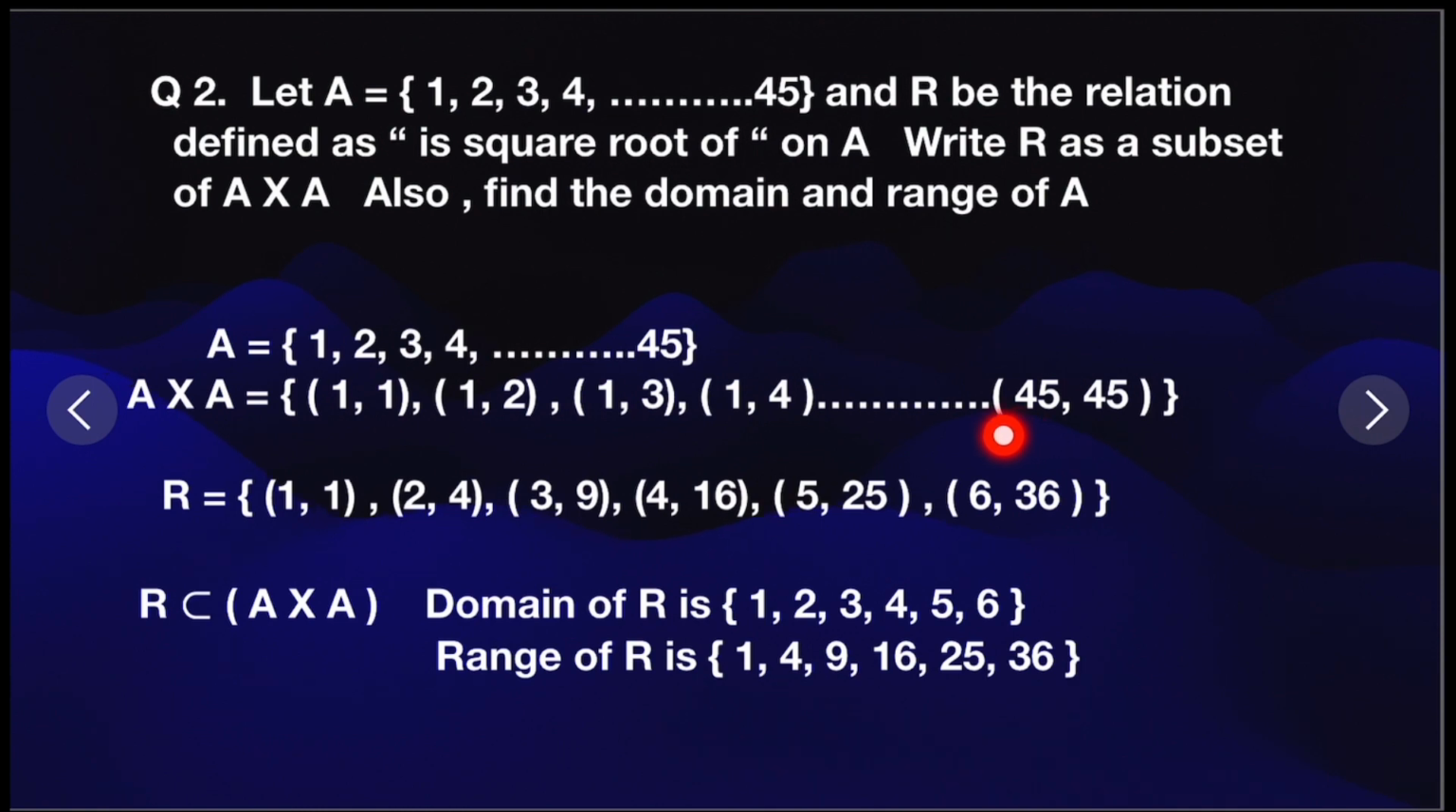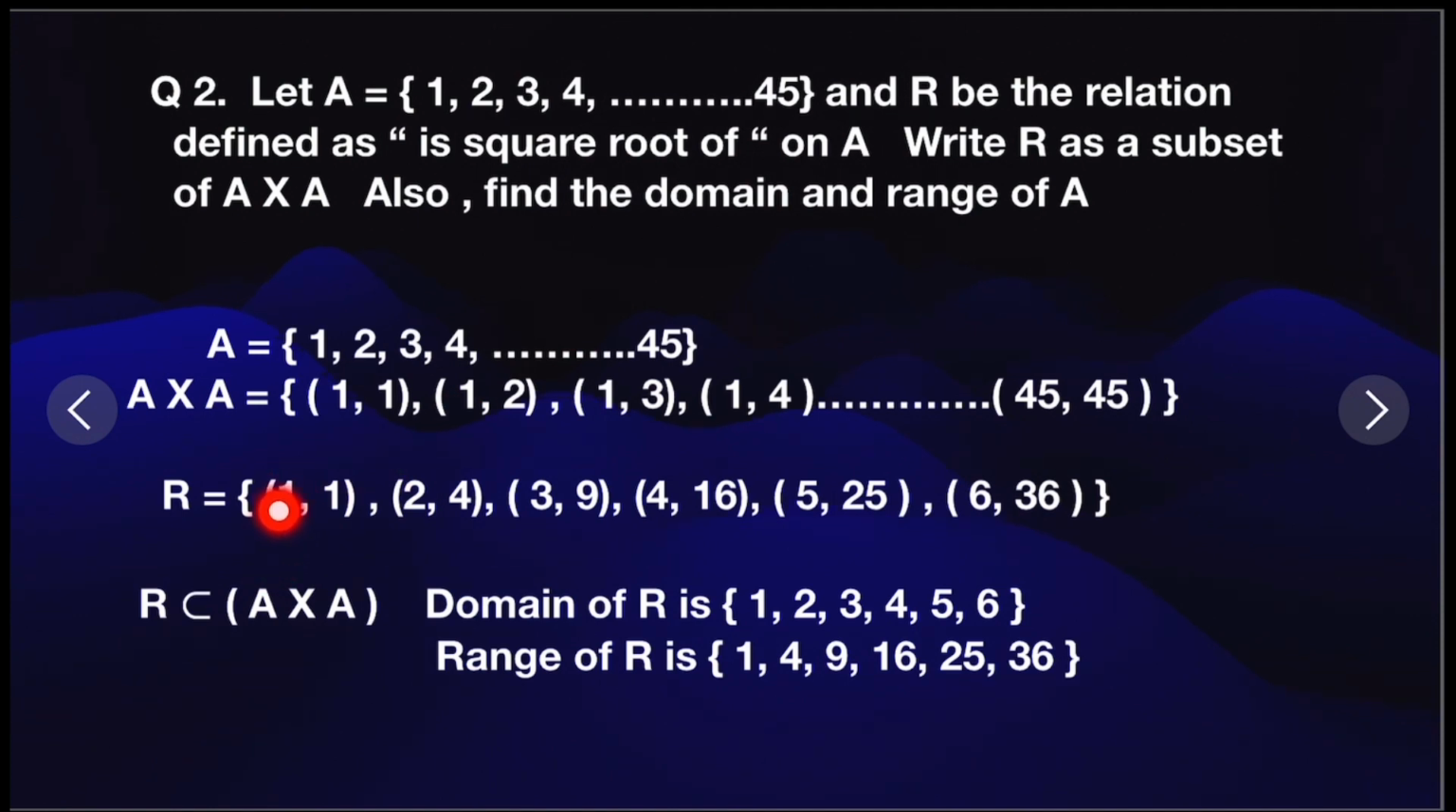That many ordered pairs you will get. So you are just putting dots, and the last ordered pair will be (45, 45). Okay, and now we are interested in R. What is the relationship between X and Y?